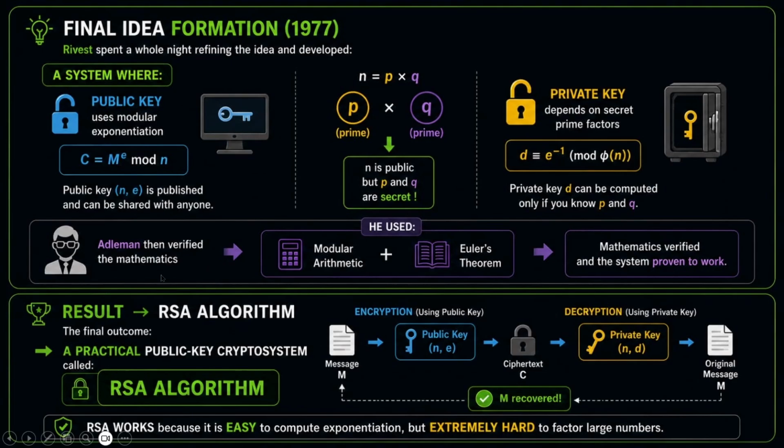Adleman then verified the mathematics with modular arithmetic and Euler's theorem. The system was mathematically verified and proven to work. The final result: a practical public key cryptosystem called the RSA algorithm.